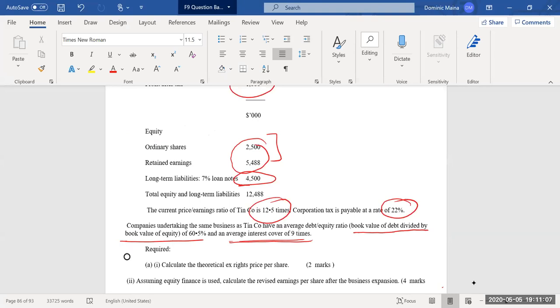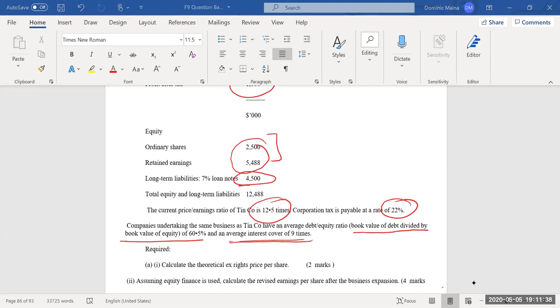Company current equity is how much therefore? 2.5 is the nominal value or the book value of the company equity shares, and the 5.4 is retained earnings. Don't forget, the two give us equity. The ownership capital, as well as the retained earnings, give us the company equity. So currently, how much do you have as the company equity?